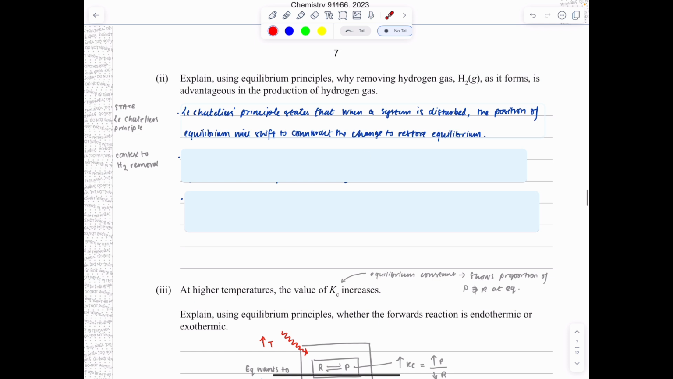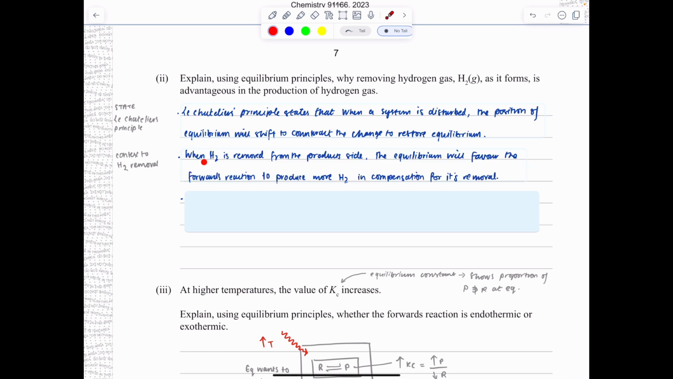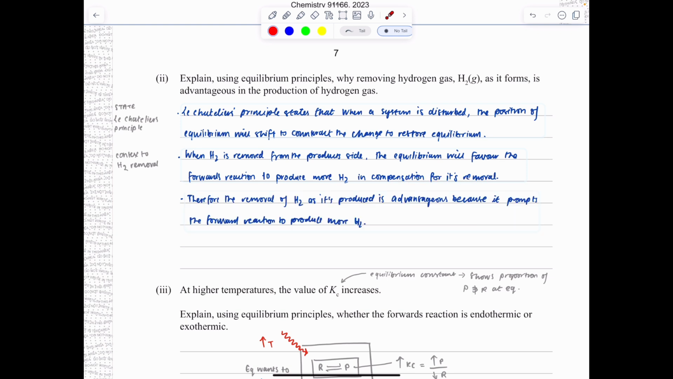Okay, so let's see what I've written. When H2 is removed from the product side, the equilibrium will favour the forwards or the right-hand side reaction to produce more H2 in compensation for its removal. Therefore, the removal of H2 as it's produced is advantageous because it prompts the forward reaction to produce more H2. So I've linked it back to the context, the initial question.